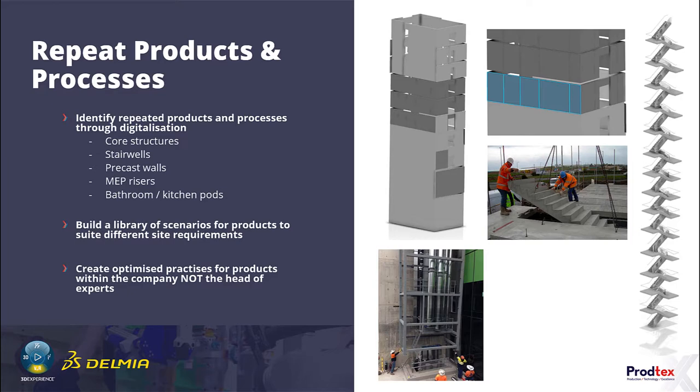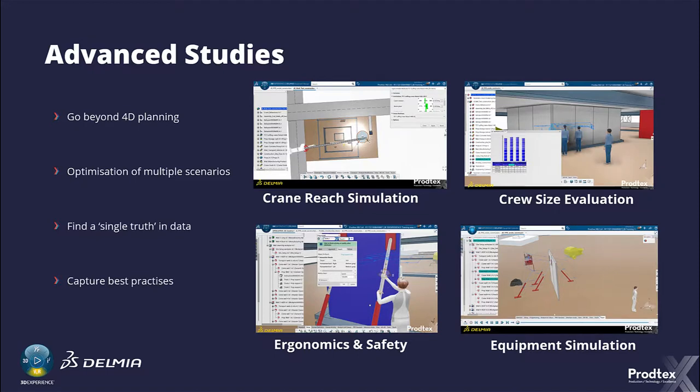So this is where Delmia, for me, becomes something really special, because you've defined all those things. So why leave it there? Why not use all of that digital information to really optimize your site and understand it further? So this is where we come into our advanced studies of simulation work. The simulations essentially. So using all of that information already set up, we can go beyond that 4D plan using off-the-shelf Delmia applications such as equipment simulation, ergonomics, assembly evaluation to try and study and optimize these repeat products and processes.